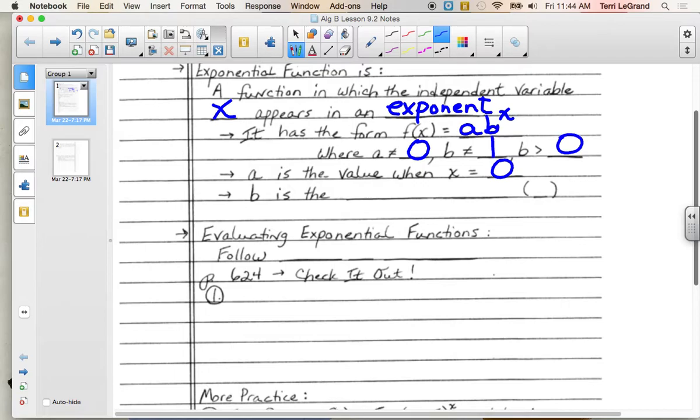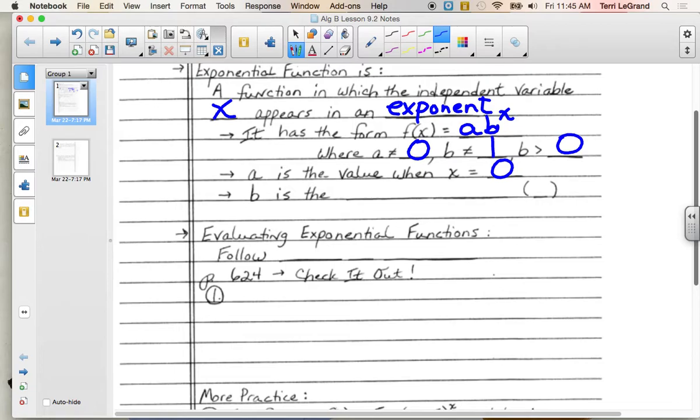What's the value when x is equal to 0? Well, typically, in an exponential function, the x is representing time. So it's kind of like saying at starting time, what was the initial amount? What did that population start at? Or what did that bank account start at? When at time 0? Because what's anything to the 0 power, you guys? 0. No, 1. And what's 1 times a? A. So a is representing the value when x is equal to 0.